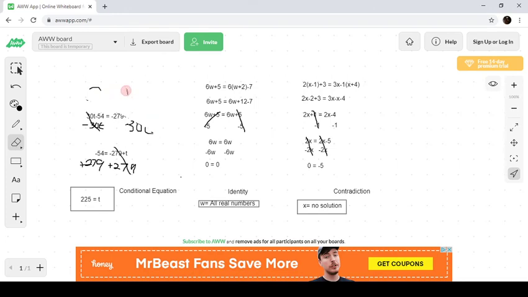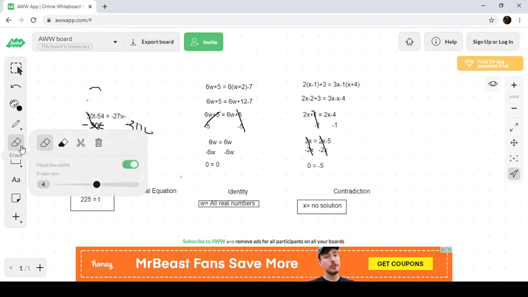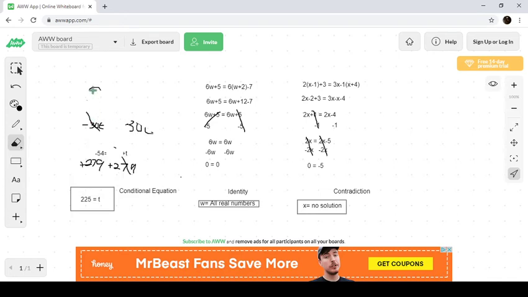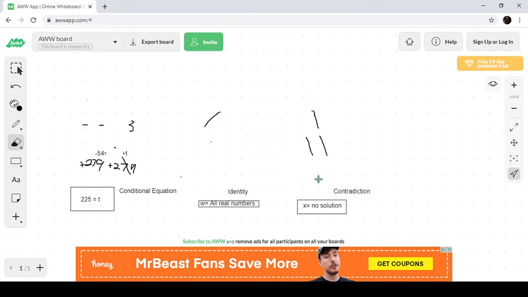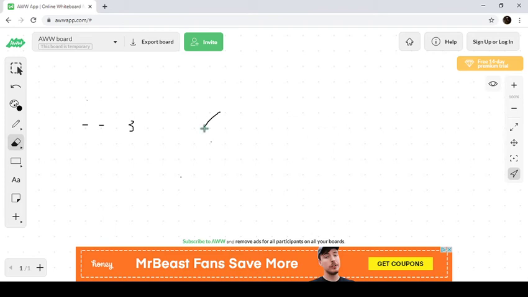So let me just get rid of everything here. What was that I was using to... I don't remember. Oh, Element Eraser, that's what it was. Go away, dot.